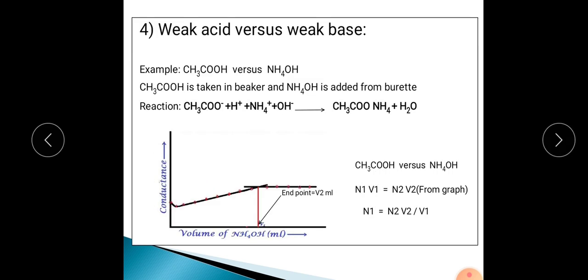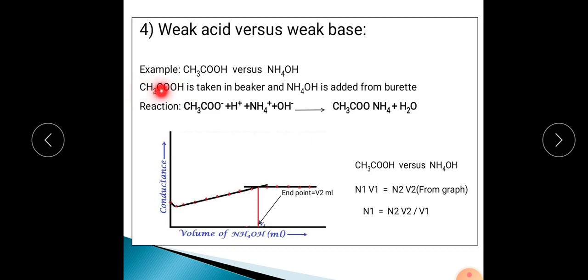Last and fourth, weak acid versus weak base neutralization titration. The example of a weak acid is acetic acid. The example of a weak base is ammonium hydroxide, NH4OH.